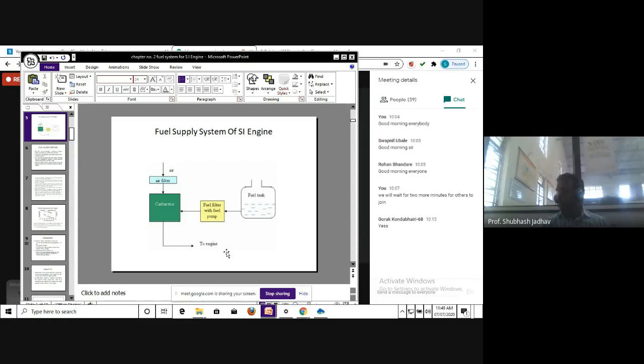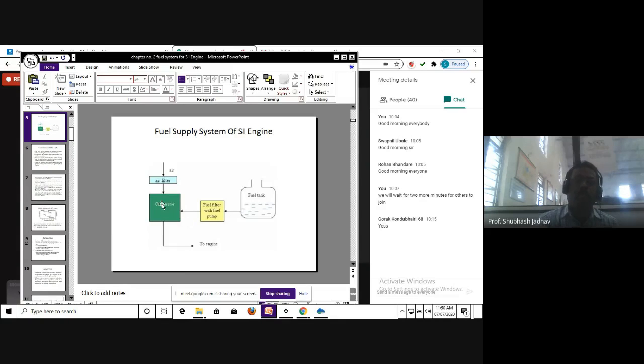So when we talk of the different stages, we have a proper measuring mechanism for fuel as well as air, because we want to ensure the air-fuel ratio requirement. Means we are measuring the fuel, we are measuring the air, and we are bringing them into this particular region that we call a carburetor.